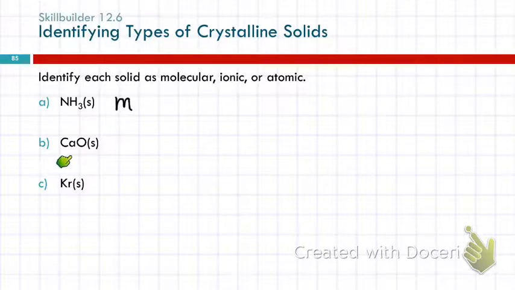What about this one? What kind of an element is calcium? This is ionic, because calcium is a metal and oxygen is a nonmetal. So it's an ionic compound, it's an ionic solid. Krypton. That would have to be atomic. Any questions?